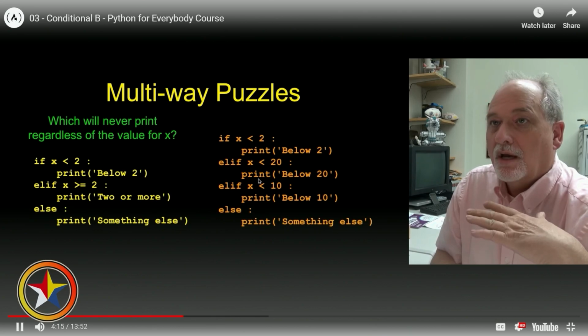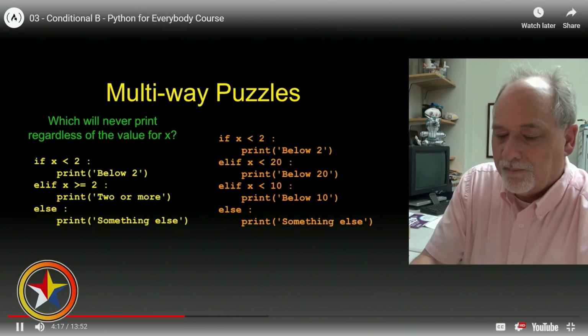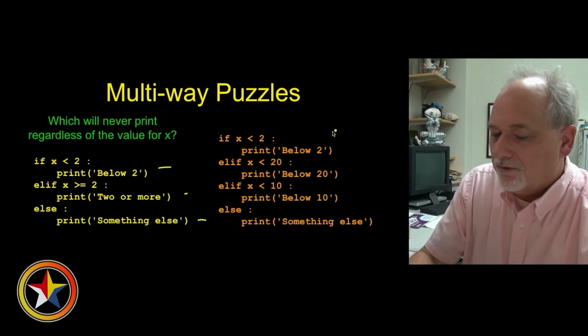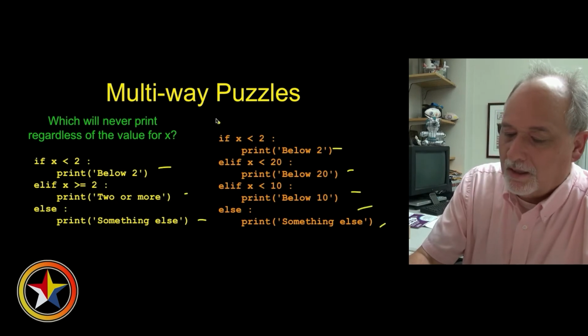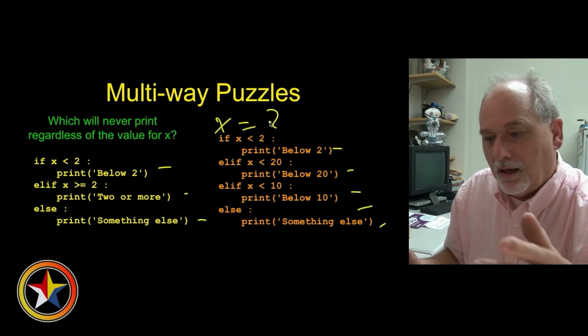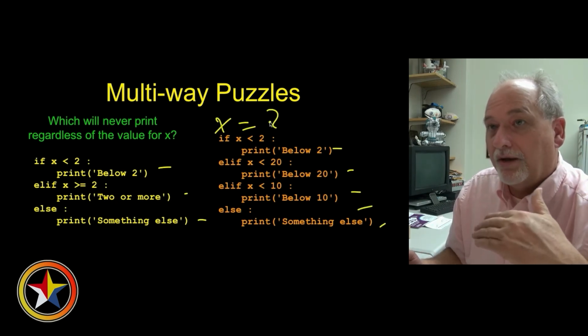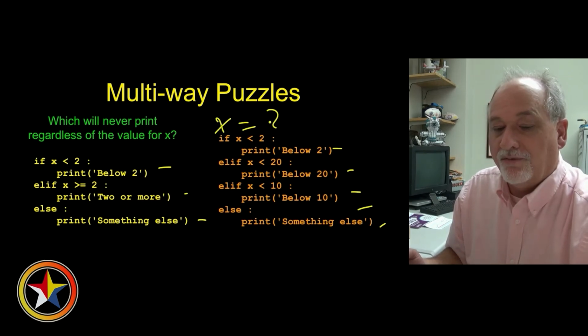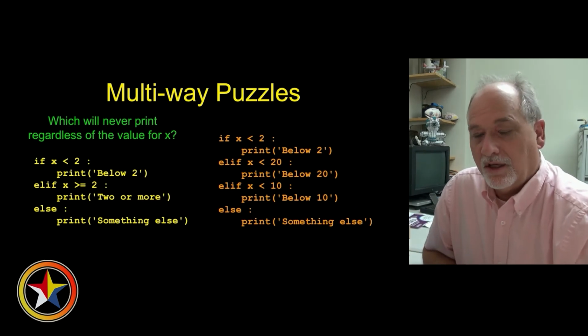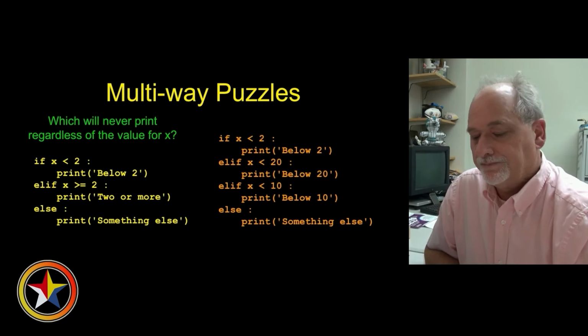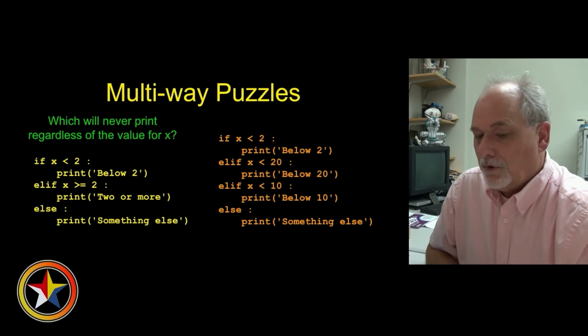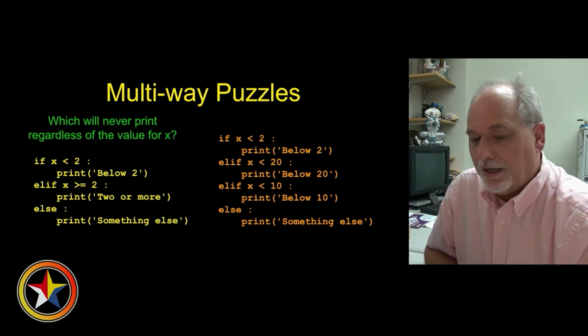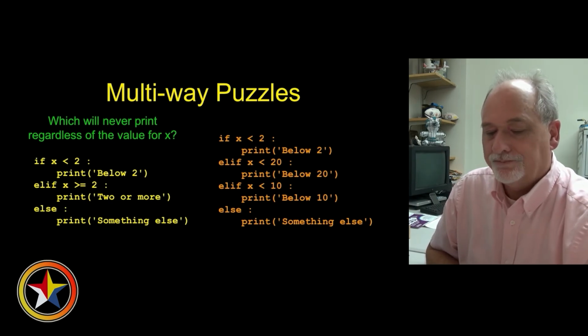The question is, looking at the 3 lines or 4 lines of code, x equals something, are there lines of code that will never execute regardless of the value for x? I'll let you pause and think about it, and then I'll explain it to you. Okay, we're back. Hopefully you paused and thought about it as long as you like, so let me now explain it to you.